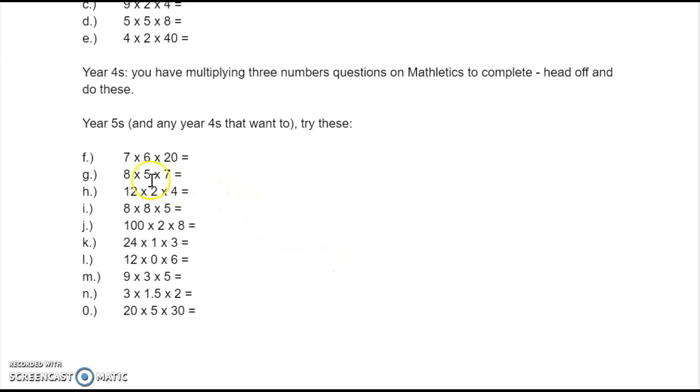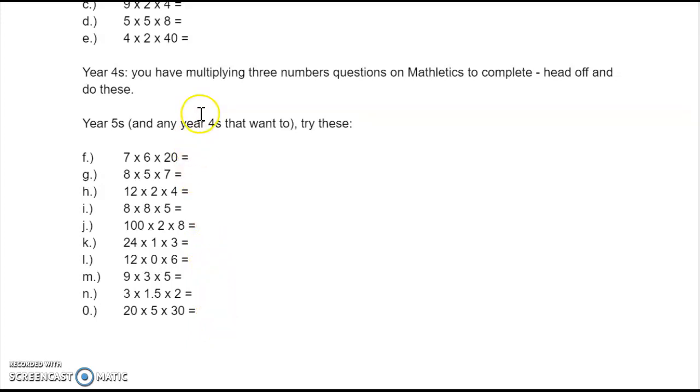Let me help you with the first one. 7 times 6 times 20. Well, 7 6s are 42, but 42 times 20 is hard, isn't it? So how about 6 times 20? Well, that's 120. And 7 times 120. Well, I know 7 times 100 is 700. And 7 20s are 140. So the answer is 840. Now, I've managed that in my head. You might need to write it down yourselves. Give these all a go. And there might be one or two sneaky, tricky ones a bit further on.